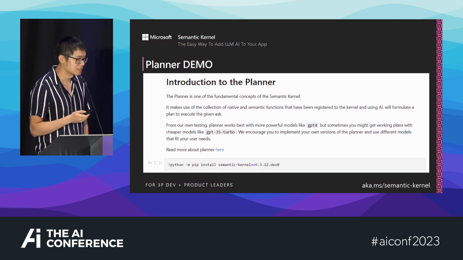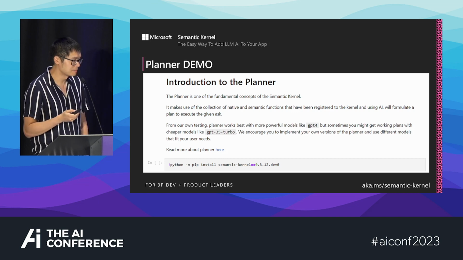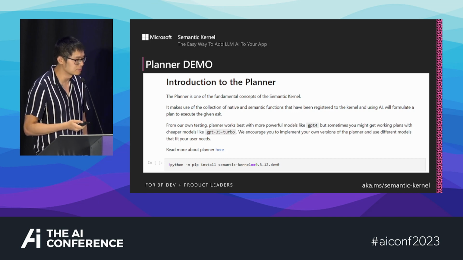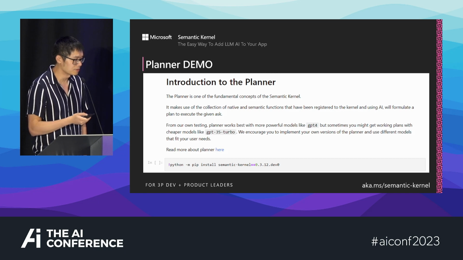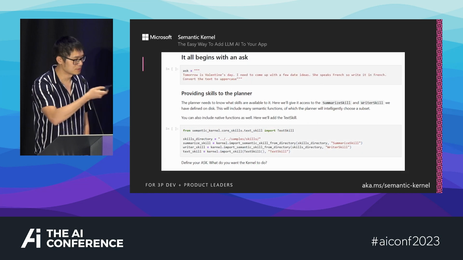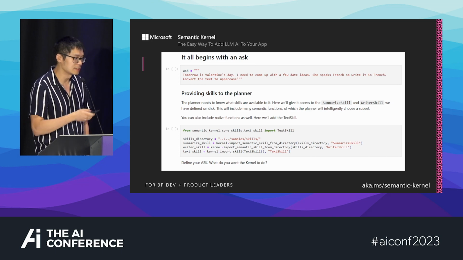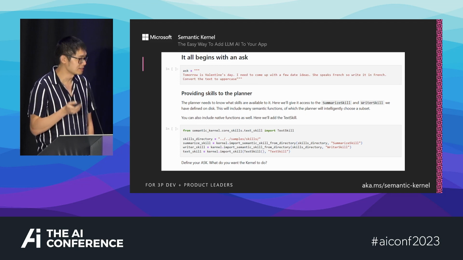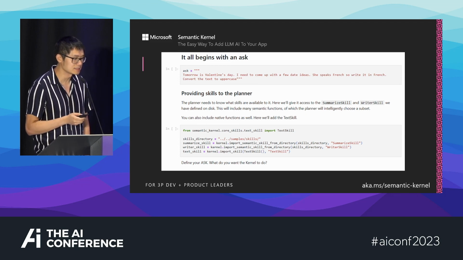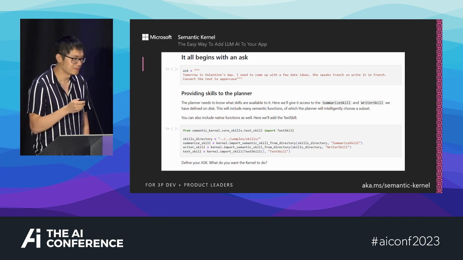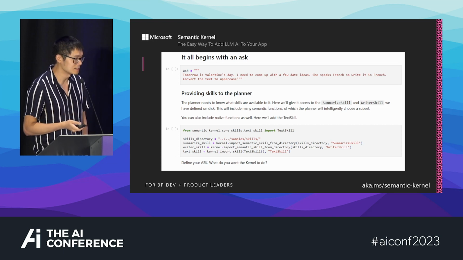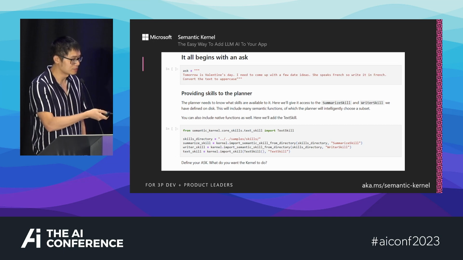So let's talk through a demo. This is the notebook that we have on our GitHub repo, so just walking through it. Again, it all begins with this ask. In this case, the ask is: tomorrow's Valentine's Day, I need to come up with a few date ideas. My partner speaks French, so write it in French. Then convert the text to uppercase. You can see all these little steps that I've very explicitly defined, and I'm saying, okay, kernel, help orchestrate to do that. In order to do that, you provide the kernel with some skills.